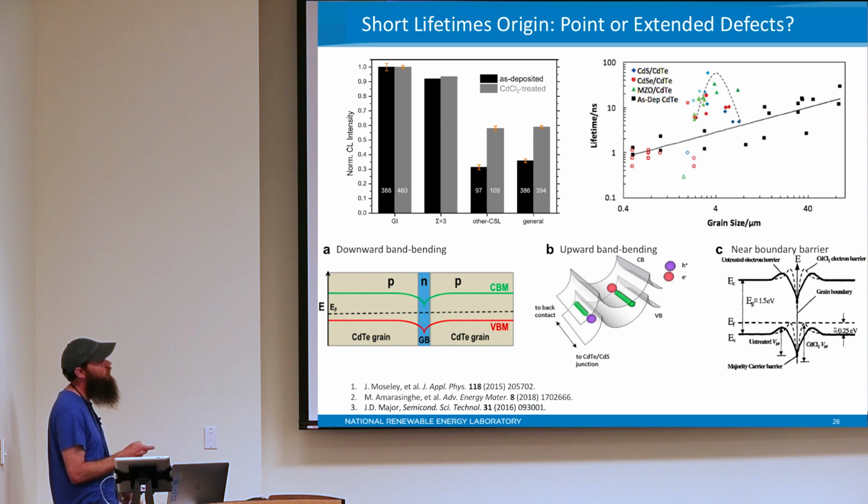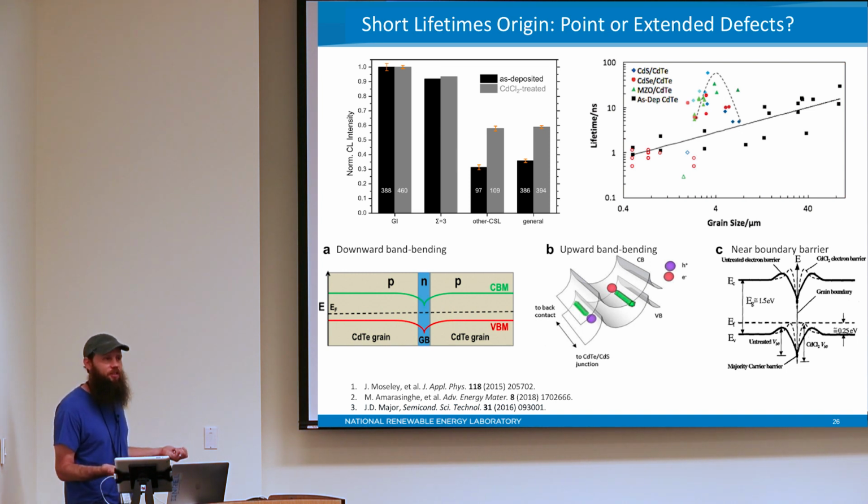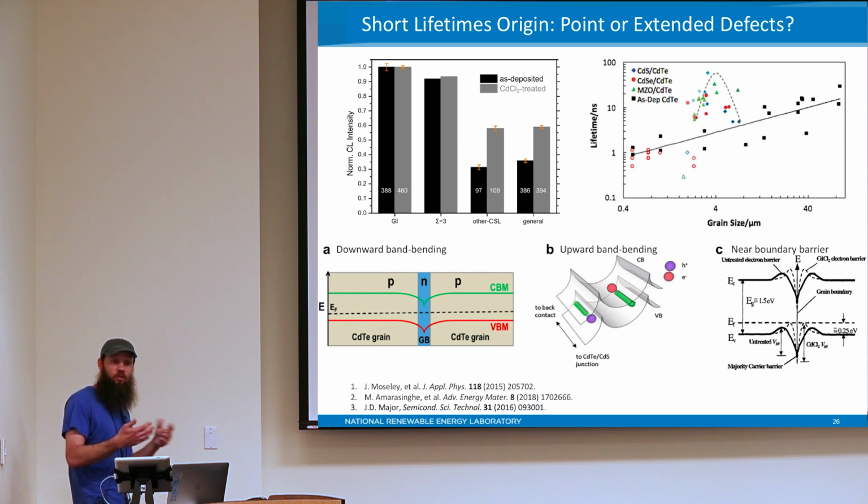on different substrates. But you can see a general trend: as you increase your grain size, the lifetime goes up. So that's indicative that grain boundaries are probably not the best thing, right? But maybe there are certain ones that aren't so bad. Maybe you can passivate it.